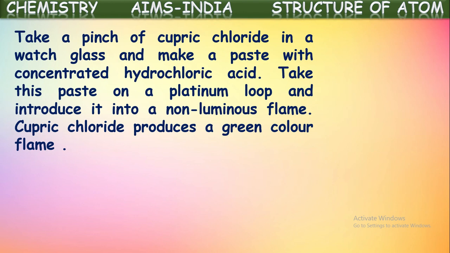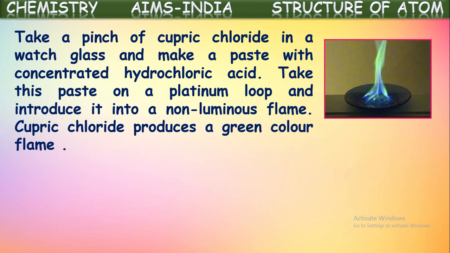So if you take a pinch of cupric chloride in a watch glass and make a paste with concentrated hydrochloric acid, take this paste on a platinum loop and introduce it to a non-luminous flame, what do we observe? They're asking to heat cupric chloride on the Bunsen burner or non-luminous flame. Then this cupric chloride produces a green colored flame. See here they have shown the picture of how cupric chloride burns. Cupric chloride burns with a green flame.